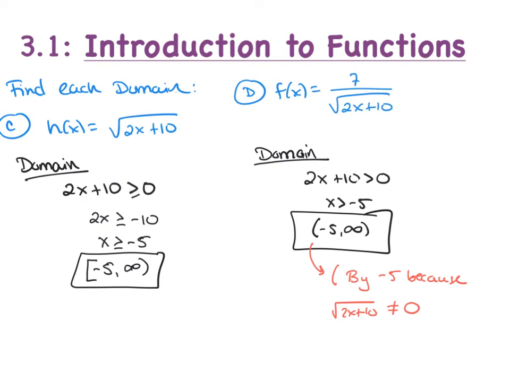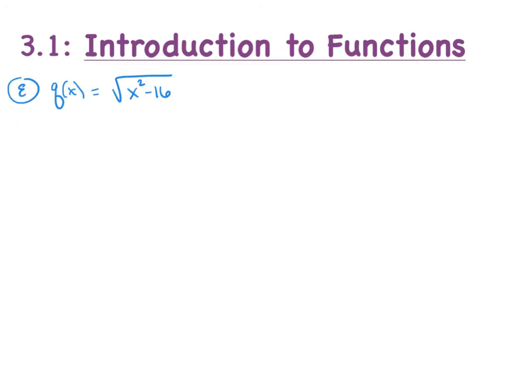Okay, let's try two more. Same set of directions. We're finding the domain, and we'll find the domain this time of the function named q of x equals the square root of x squared minus 16. Okay, so when we find the domain for this, no denominator, so we don't have to worry about that, but we want our radicand, what's inside the square root, to be bigger than or equal to 0. So x squared minus 16 is greater than or equal to 0. And I'm including the equals to this time because it's not from the denominator.